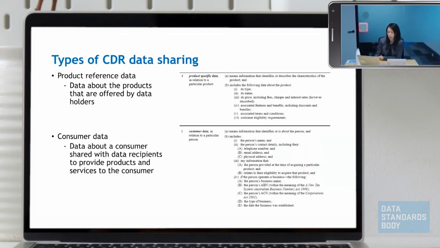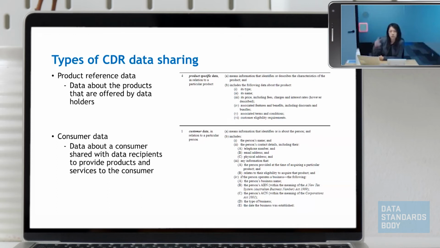I'll move to the next slide where I give a little bit of an overview of the kinds of data that we're talking about. So broadly speaking, there's two categories. There's product reference data, which think of that as data about the products that are being offered by data holders. So different transaction accounts, savings accounts, different products from the energy sector as well. And then you've also got consumer data, and you should think about that as data that is about a consumer. And that's the kind of data that's shared with data recipients in order for the data recipients to provide products and services to that consumer.